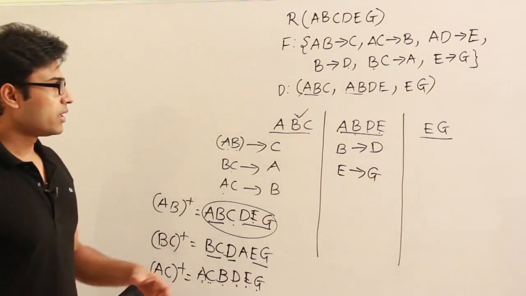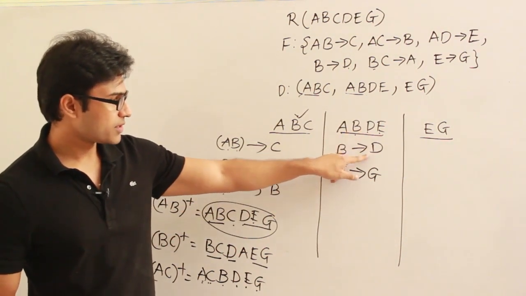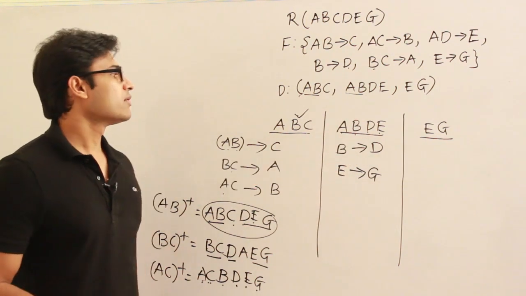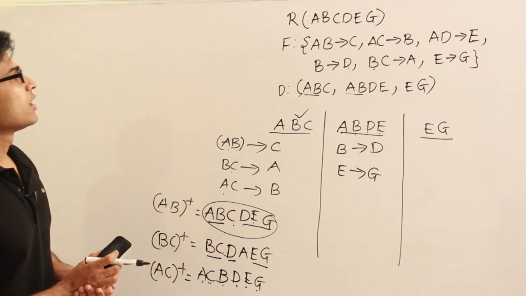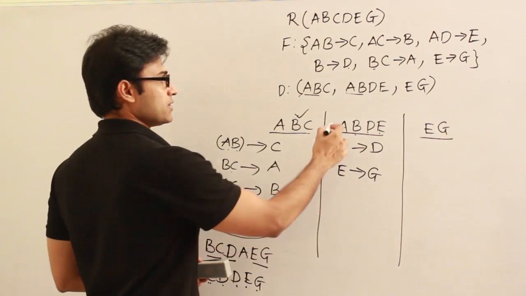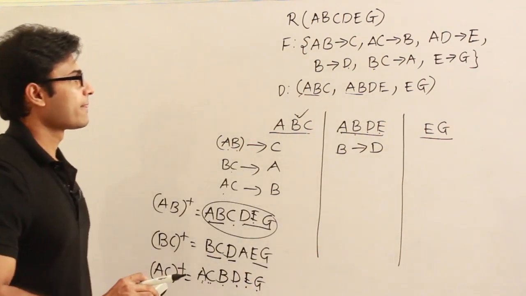Are you following it? A plus didn't give us anything, B gave us D, and E plus gave us G. But if you observe it, G is not present in this table, therefore this one is not applicable on this table. Got it?